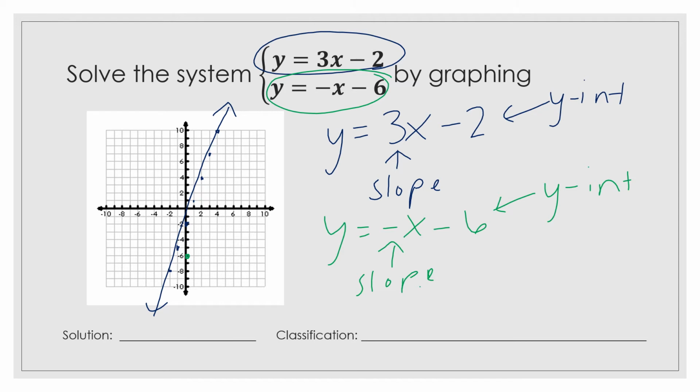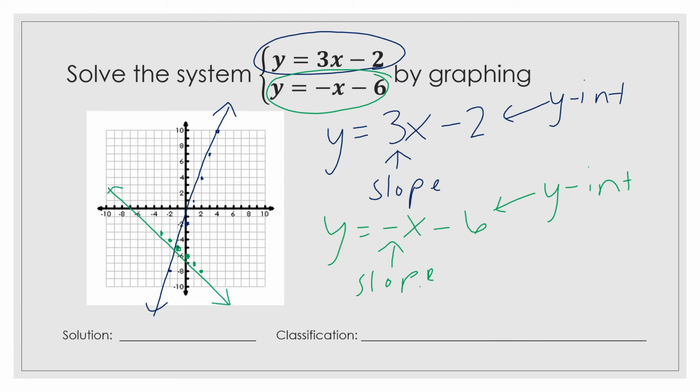and then be careful, it's a negative slope, so I'm going to go up one and then to the left one. You can see this is where those lines cross each other, so we've already got our solution. But I'm going to do some more points, and we can go down one and to the right one. And so my line will look like this.